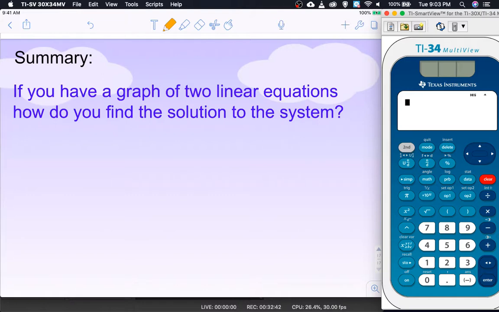Well, the solution is where the 2 lines intersect. It's where they meet. It's where they cross. It's the one point that makes both equations true at the same time. It's the one point that's on both lines at the same time. Okay, so this has been the lesson on solving systems of equations by graphing.